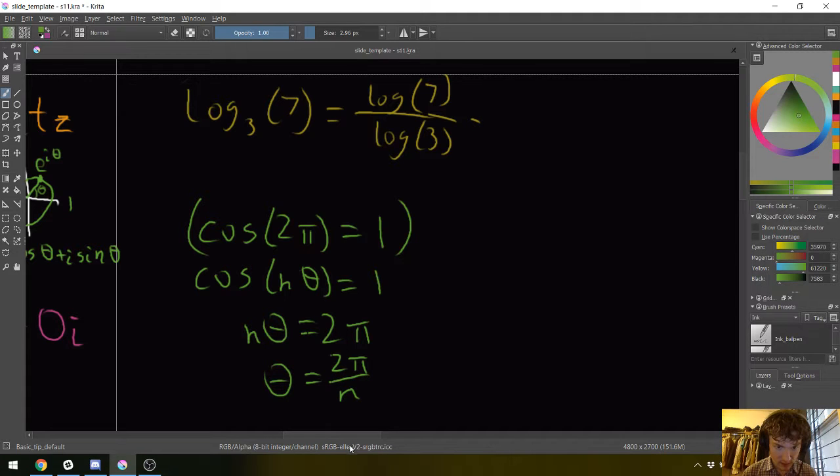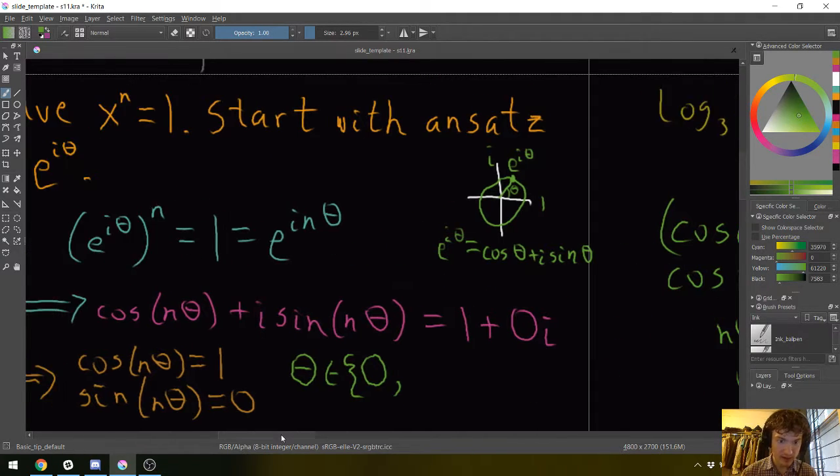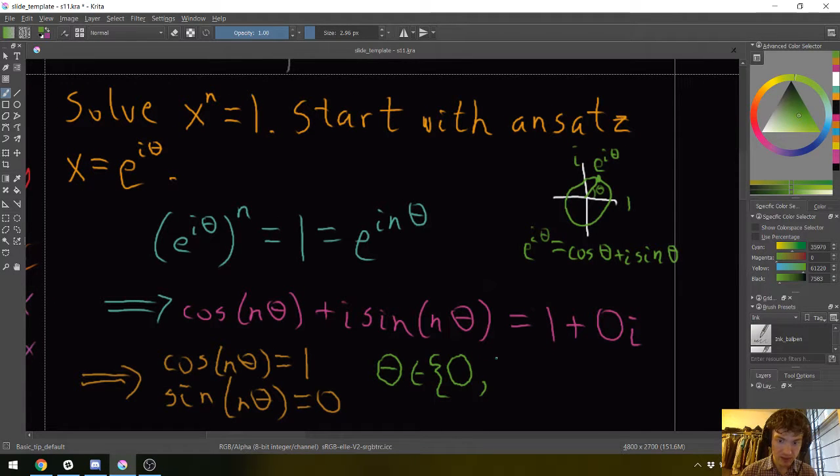Oh, okay. Good. Okay, so theta can be 0. It can be 2 pi over n. Maybe you see the pattern now. What other solutions do we have? Continuing the pattern, the first one came from setting n theta equal to 0. The second one came from setting n theta equal to 2 pi. What are the remaining solutions? So I believe it would be 4 pi over n, 6 pi over n, etc. Yeah, it goes 4 pi over n, and so on.